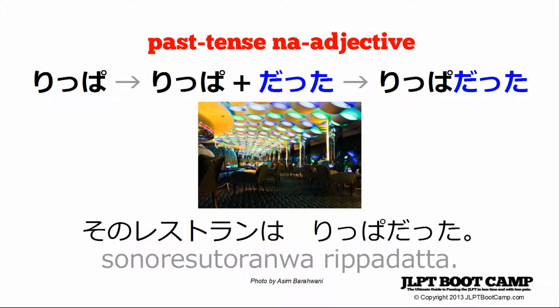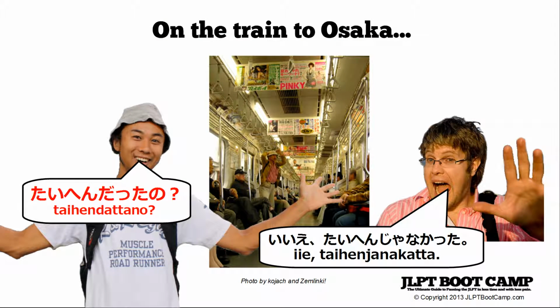And to finish off the conversation, your friend asks, "Taihen datta no?" And you respond, "Iie, taihen janakatta." So, was it very rough? Was it difficult? No, not so bad. Is your response there? Taihen is a serious or tough situation. There's a couple different ways to translate that word, but basically you're expressing the difficulty of that situation.